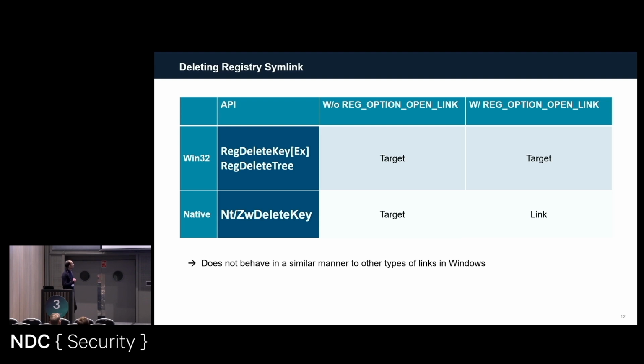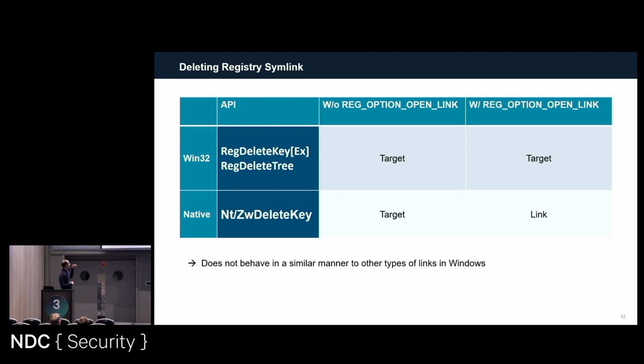So basically, if you are a software developer in user mode, you are left with no documented API to delete a registry link. The only option for you to do that is by using the native API NtDeleteKey. But the problem with that is that it is an undocumented API, and you have to explicitly import it from the NTDLL library. Otherwise, you will risk deleting the target again.